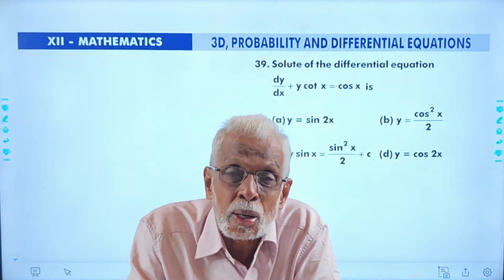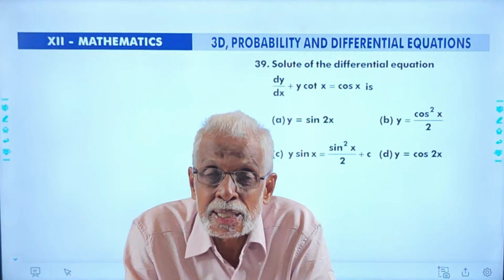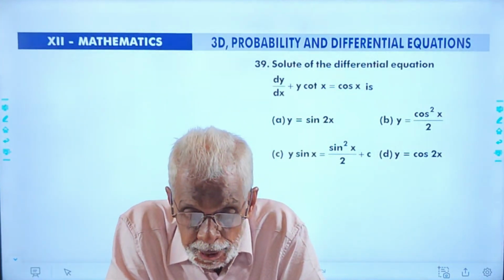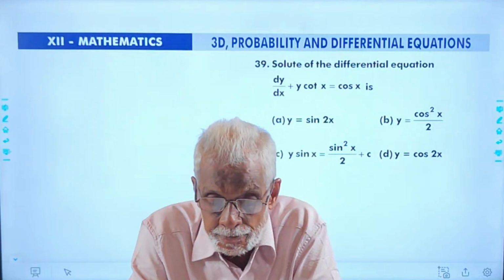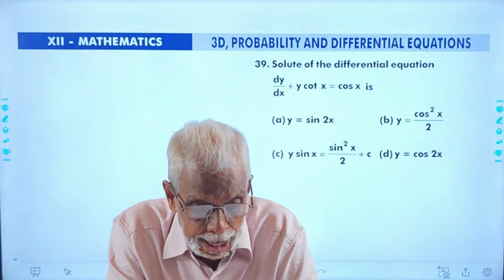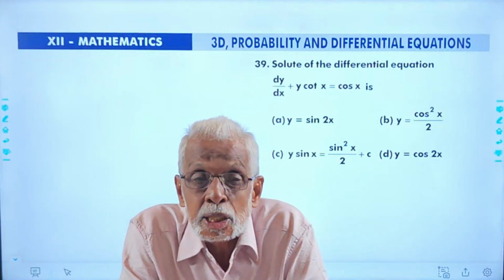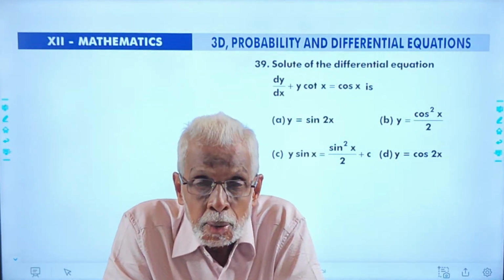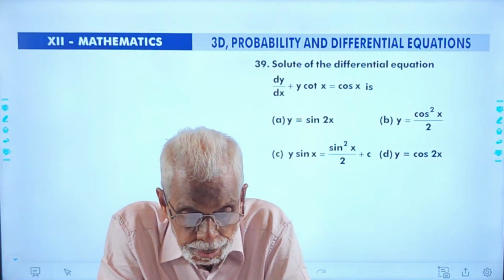Therefore e raised to log sin x. What is e raised to log f of x? It is f of x. Then e raised to log sin x is equal to sin x. Therefore the integrating factor is sin x. Then what is the solution? y into e raised to integral P dx is equal to integral sin x into cos x dx. That is y into sin x is equal to integral sin x into cos x.